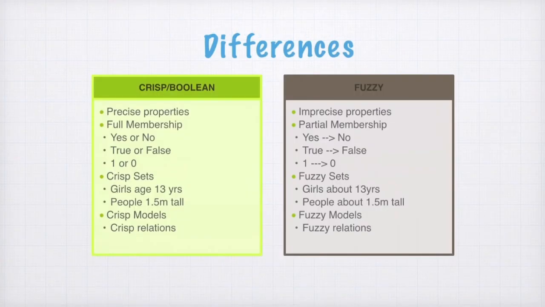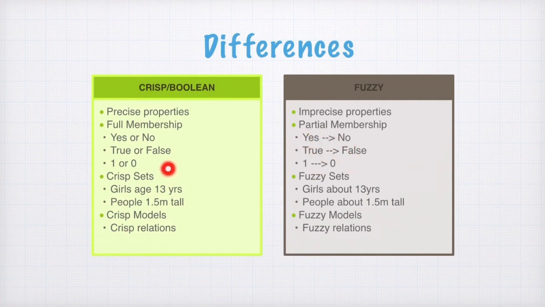Now we can see the differences between a crisp or Boolean set and a fuzzy set. A crisp or Boolean set always has precise properties, while a fuzzy set has very imprecise values. The membership in crisp is always full: yes or no, true or false, 1 or 0. But in fuzzy logic, we have partial membership. We can have yes until no. The truth value can be totally true up to totally false, and the value is between 1 and 0. It is no longer a full membership with only one value.